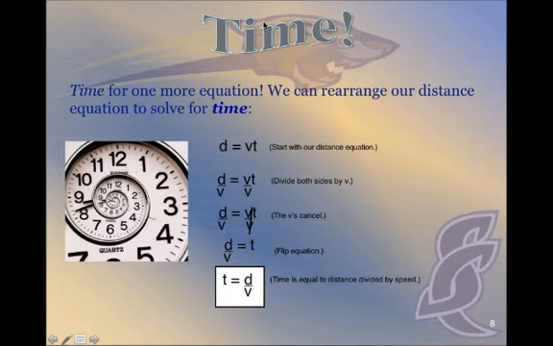And finally, time. We have one more variable that we can solve for. So starting with our distance equation, and we want to solve for time, I need to get rid of speed, so it's multiplying. So I do the opposite, which is divide. And whatever I do to one side, I have to do the other. And the velocities cancel. We flip-flop this, and time is equal to distance divided by speed.